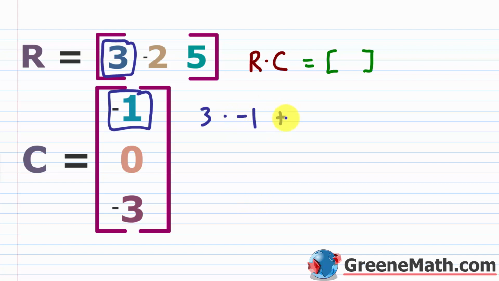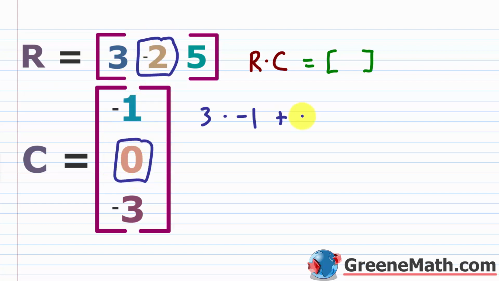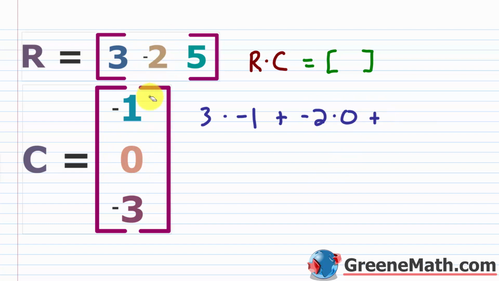Then you're going to add to this. You're going to move down by 1, and you're going to move down by 1. So now I'm going to do -2 times 0. And then I'm going to add to this. I'm going to do this trick one more time. I'm going to move down, and I'm going to move down. So 5 times -3.